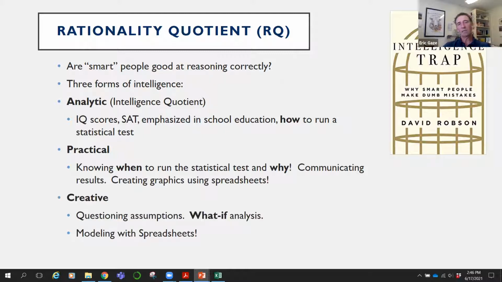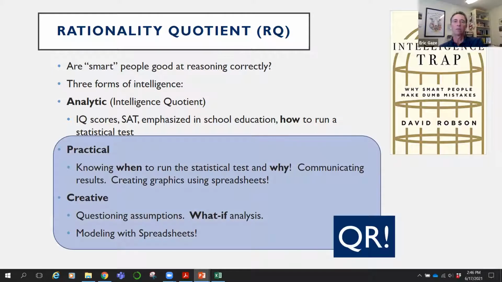And the third form of intelligence is creative intelligence, the ability to question assumptions, the ability to run a what if analysis. What if interest rates had changed? What if the price of fuel goes up? Well, when we model with spreadsheets, that's exactly why businesses use spreadsheets, right? So they can conduct this what if analysis. Those last two forms of intelligence really are heavily emphasized in quantitative reasoning courses.